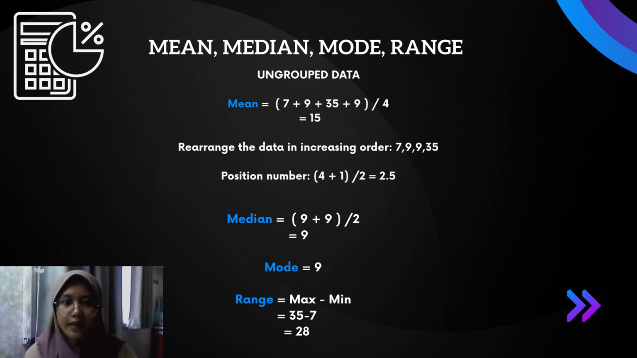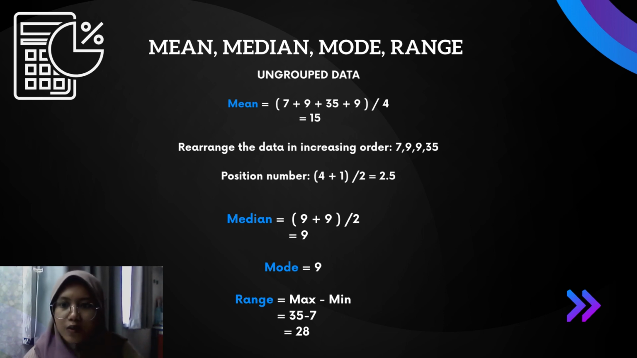Second, we calculate the median. The median is calculated by arranging the data in increasing order. If the number of observations is odd, then the median is exactly in the middle of the ordered list. But if the number is even, then the median is the mean of the middle observations in the ordered list. In this question, we arrange the numbers starting from 7, followed by 9, 9, and 35.